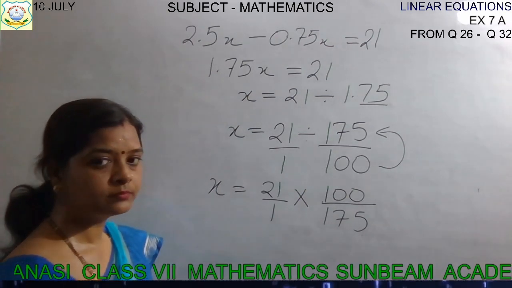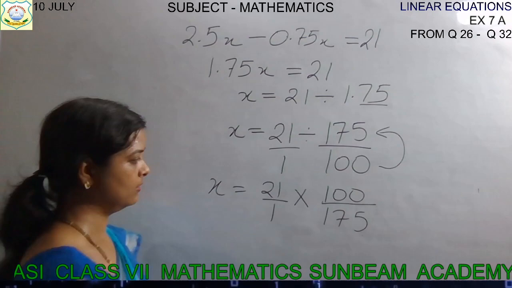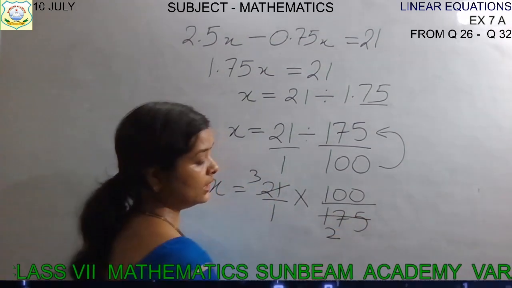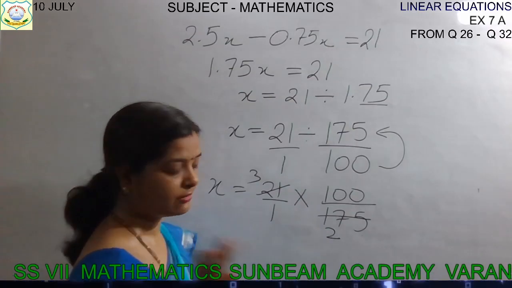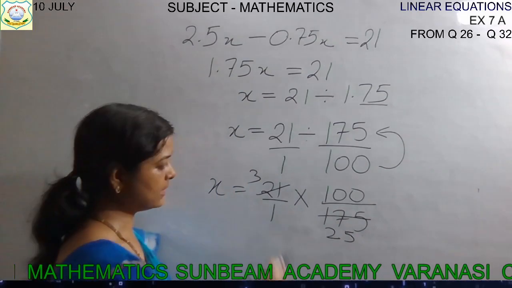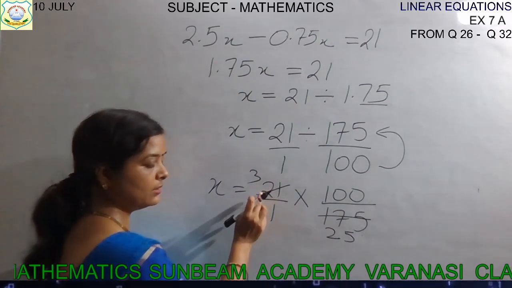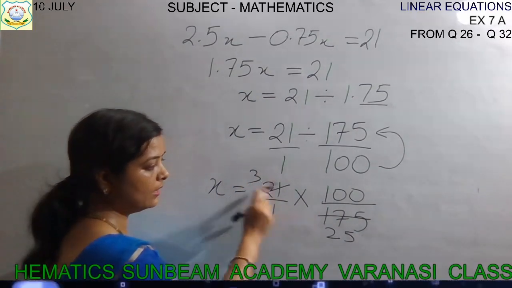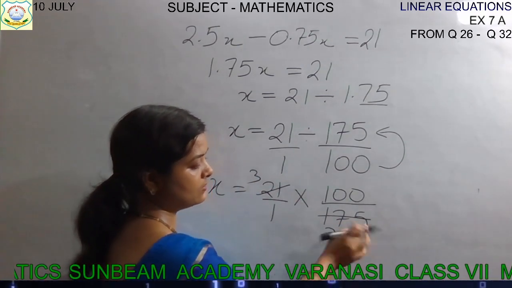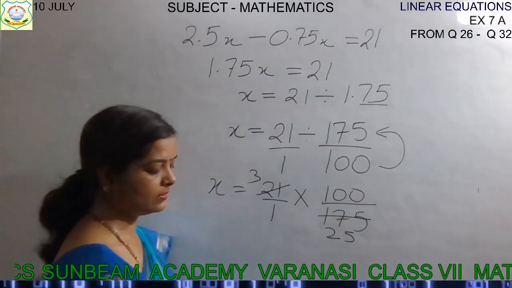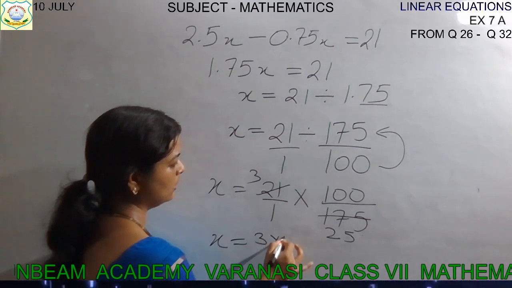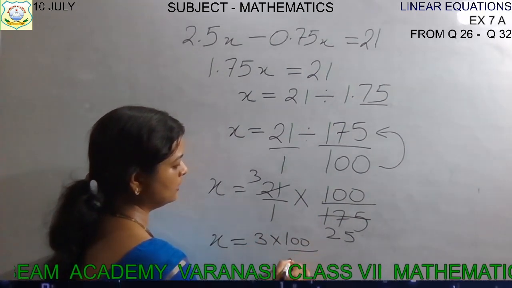Now, can we simplify it further? Come on, just see, by 7. 7 3s are 21. 7 2s are 14, how much is left? 3 is left. 7 5s are 35. Through 7, I have divided these two. 7 3s are 21, so we write 3 here. And 7 2s are 14, 2 is left. 7 5s are 35, so 25 is left. Now what is left, children? In the numerator, 3 into 100 by 25.